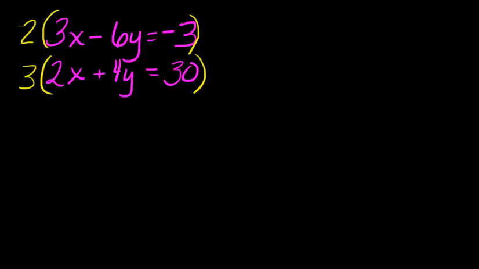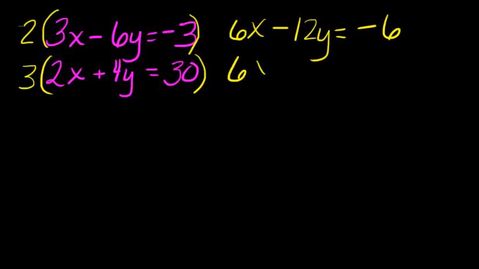Let's look what happens. 2 times 3x is 6x. 2 times negative 6y is negative 12y, equals negative 6. Okay, now I'm going to distribute this 3 to every single term in the second equation, and I'm going to get 6x. Now I'm going to get 3 times 4y, which is positive 12y. Do you see how I'm going to be able to add to eliminate the y? And 3 times 30 is 90.